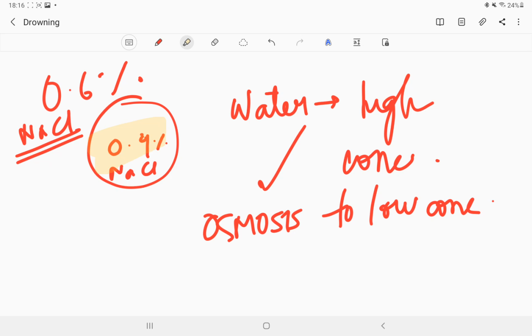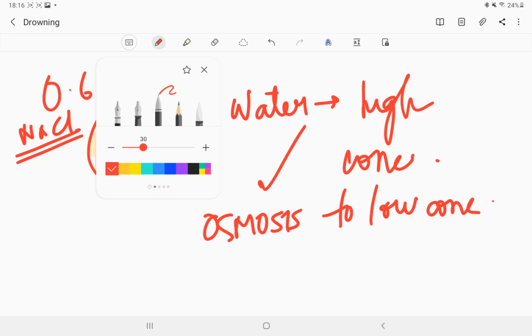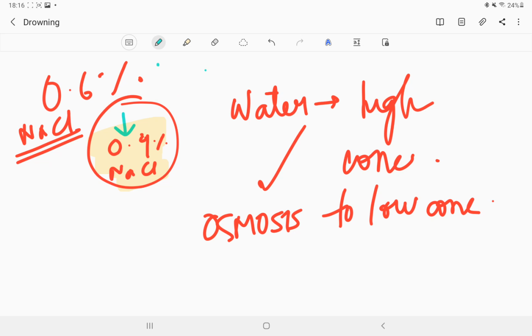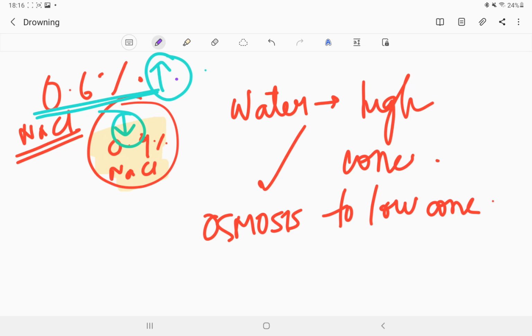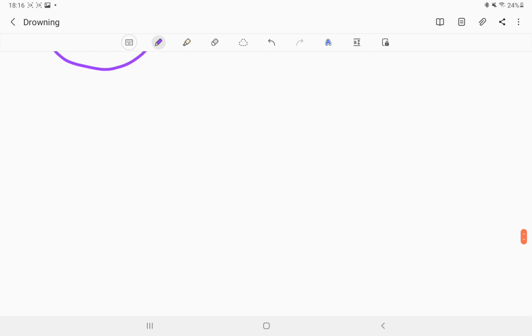Here NaCl is more. So if NaCl is more here, what do you think water will be? Water will be less here, right? But water will be more here because the NaCl is less here. So this is where the water is more and this is where the water is less. So the direction of flow of water will be from more to less. So from 0.6% it will go to 0.9%, therefore your whole RBC will swell up. Okay, so this is how you understand what happens to the RBCs.